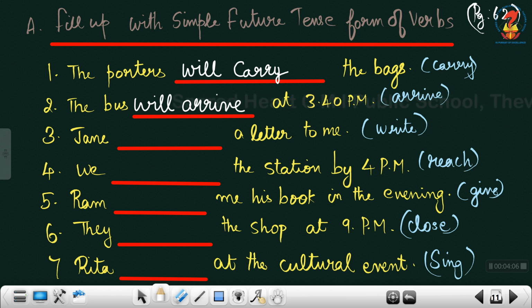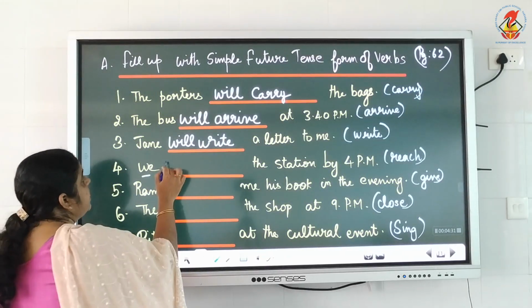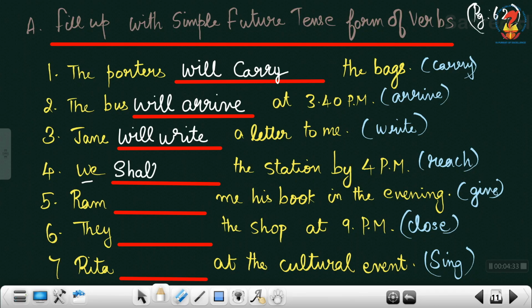Third one, Jane dash a letter to me. Jane, yes, will write. Will write a letter to me. Will plus write. And the fourth one, see, here the subject is we. So with I and we we can use shall. We dash the station by 4 p.m. We shall reach. Okay, we shall reach.